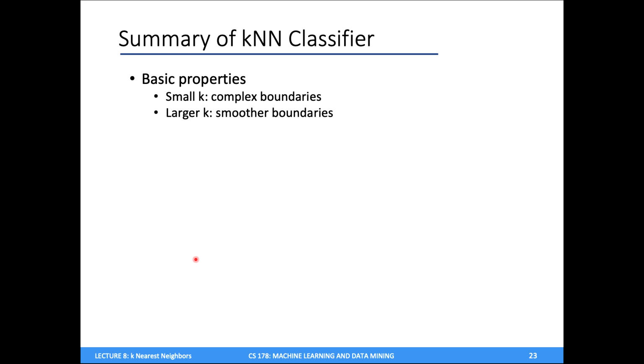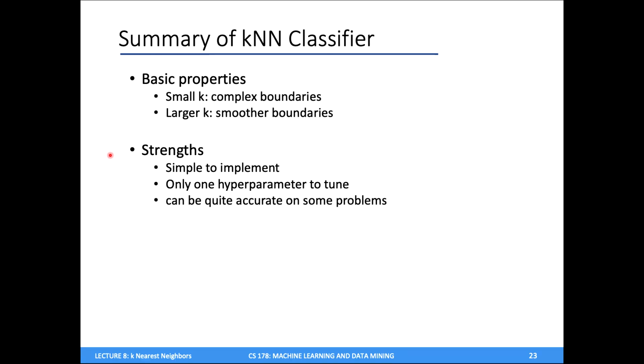Okay, so let's briefly summarize our kNN classifier. The basic properties to keep in mind about this model are that for small values of k, you'll get complex boundaries, often leading to overfitting. For large choices of k, the number of neighbors, you'll get smooth boundaries, which can sometimes lead to underfitting. The strengths of this model are that it's fairly simple to implement, and you only have a single hyperparameter to tune, just this k value. And so model selection here can be a fairly straightforward process. And as we saw on the MNIST data, it can be pretty accurate on some problems. Getting an error rate of 4 or 5% on this pretty high dimensional task is no small feat.